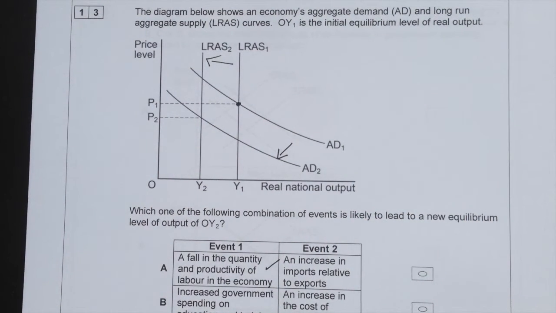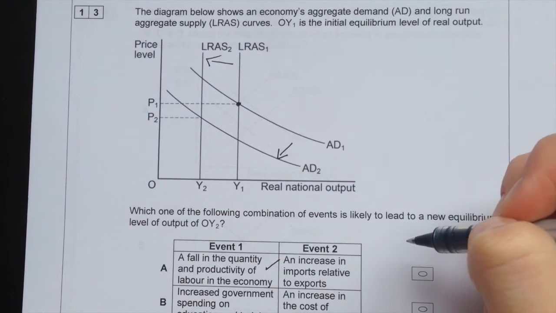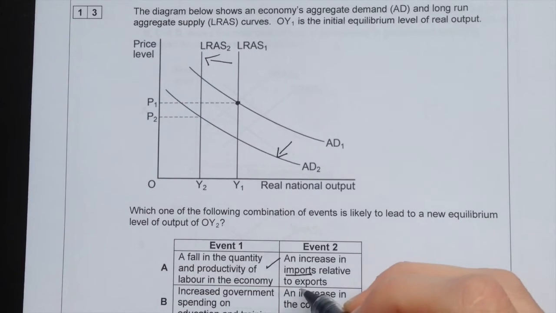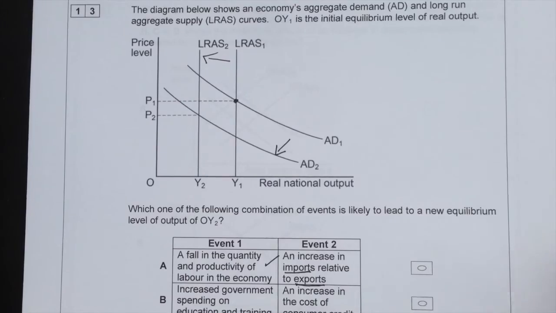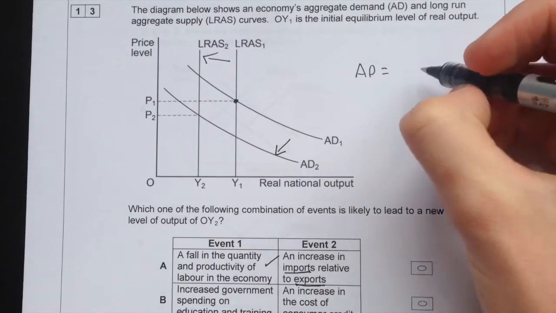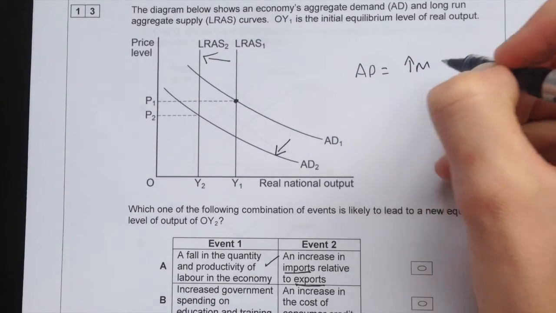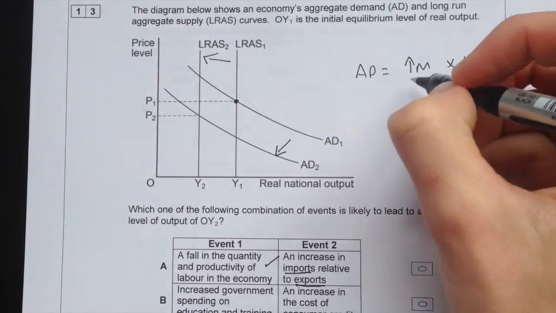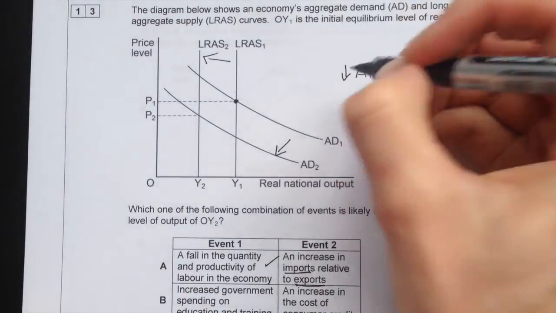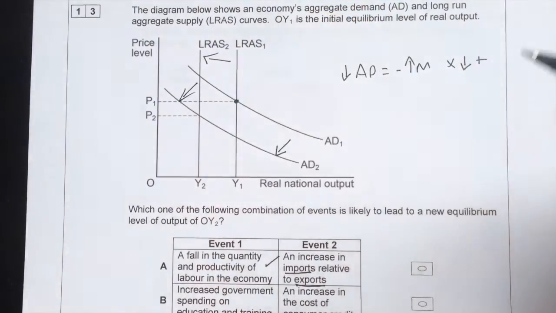And event 2 is an increase in imports relative to exports. That would be the case as well, because if individuals are preferring to consume imports and foreigners are not demanding our goods, then as AD is C plus I plus G plus X minus M, M is going to increase and X will decrease. M has a negative effect and X has a positive effect, so that's going to cause AD to fall. So the answer to this one is A.